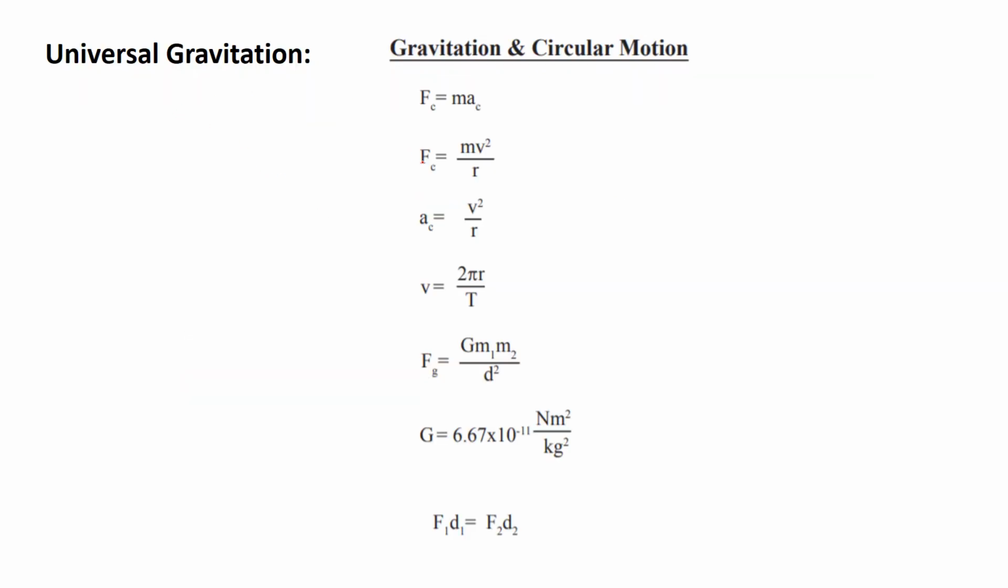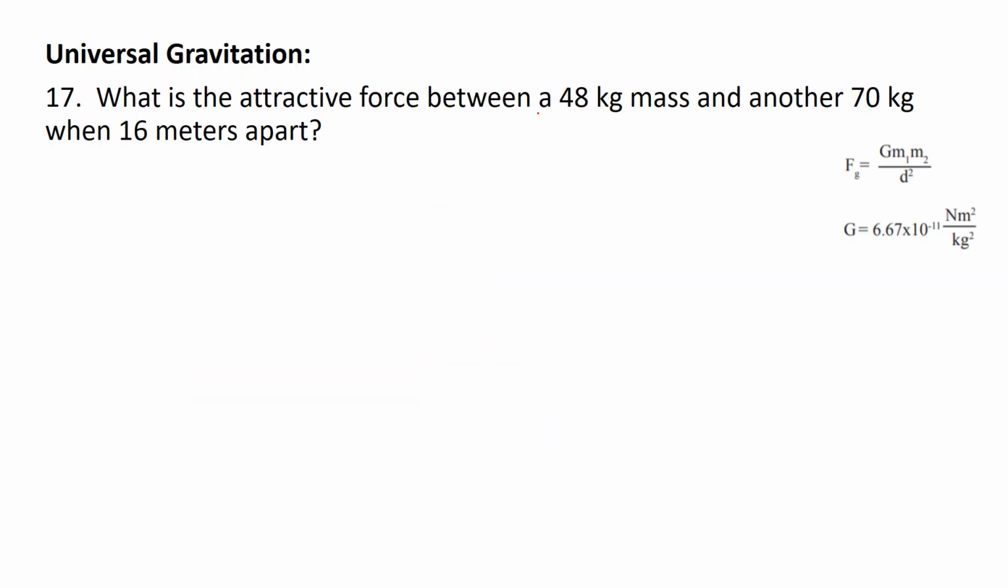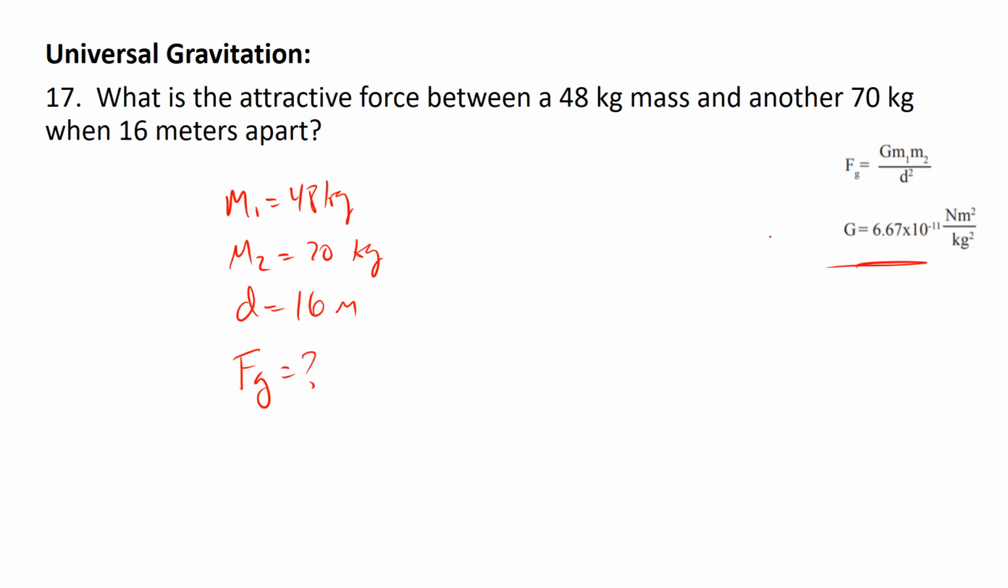Okay, and then we get into our universal gravitation. What's the attraction force between a 48 kilogram mass and another? So we're going to have mass 1 equals 48 kilograms. Mass 2 equals 70 kilograms. The distance apart is going to be 16 meters. And what is the attractive force, which would be the force of gravity? And then we have our G over here.